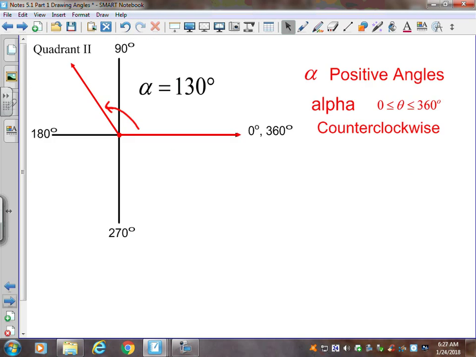So first we have what are called alpha angles. Alpha is the first letter of the Greek alphabet. Alpha angles are always positive, and they're from 0 to 360, so that makes it go around in a circle a certain number of degrees for part of a circle. They always open counterclockwise, the opposite way from which the hands go on a clock, so these always open up from the x-axis on the positive side.